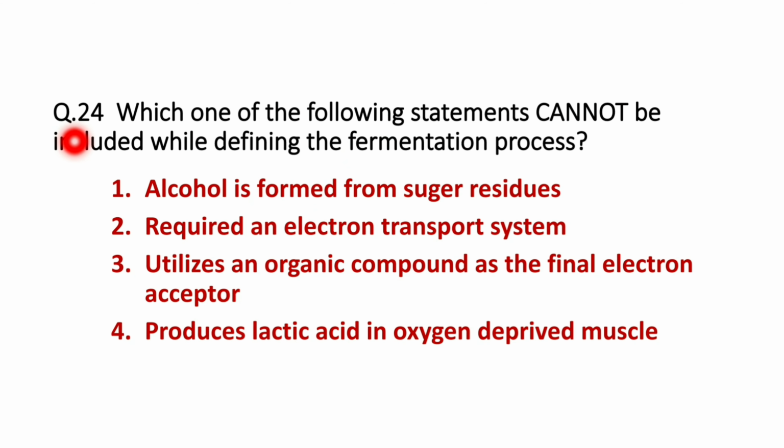Question number 24. Which one of the following statements cannot be included while defining the fermentation process? The options are alcohol is formed from sugar residues, required an electron transport system, utilizes an organic compound as the final electron acceptor, or produces lactic acid in oxygen deprived muscle. The right answer is option 2, required an electron transport system.